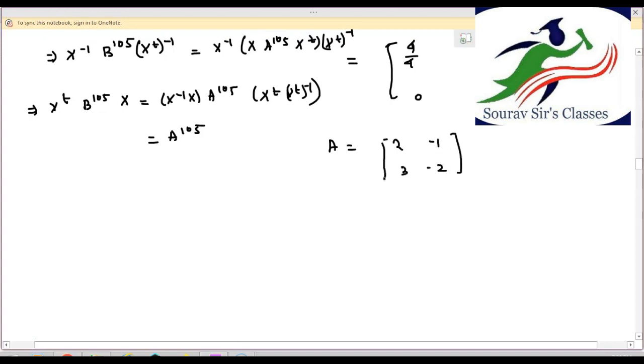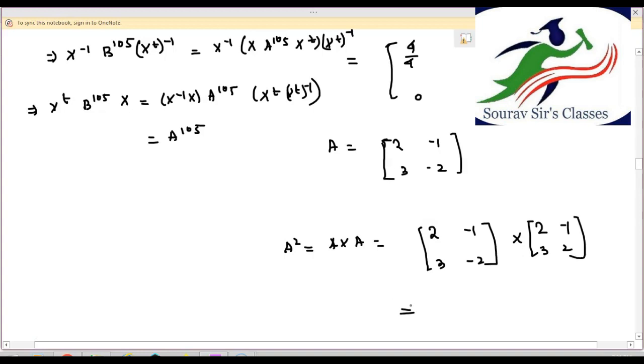To find a to the power 105, first of all we have to find a square, right? So I am finding a square. A square is equal to a into a. So this is [2, -1; 3, -2] multiplied by the same matrix [2, -1; 3, -2]. Now if I multiply this row with this column, I will get 2 into 2, 4, minus 1 into 3, it will be minus 3.